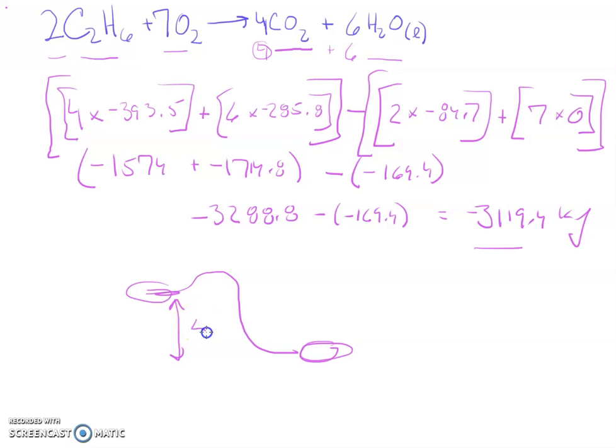So the delta H in this case would be that negative 3119.4 kilojoules if I were to go through this reaction. Again, you're always going to take your products minus your reactants. If I have less potential energy here than here, as I go this way, these are more unstable, this is a little more stable. So as I go to this more stable state, I'm going to release that excess energy.